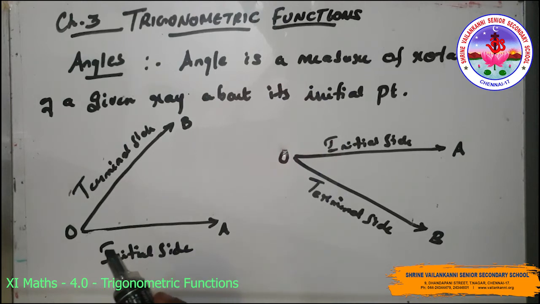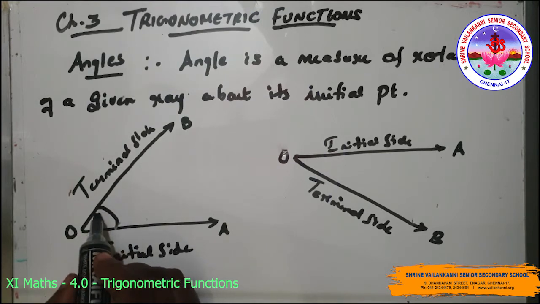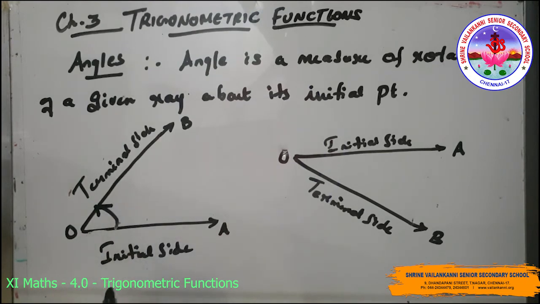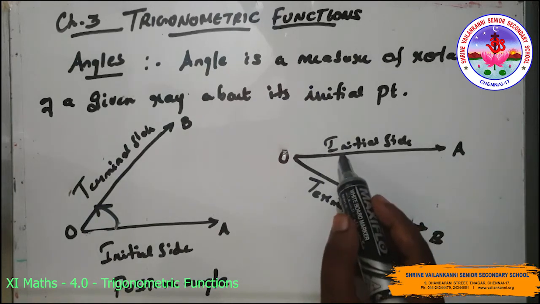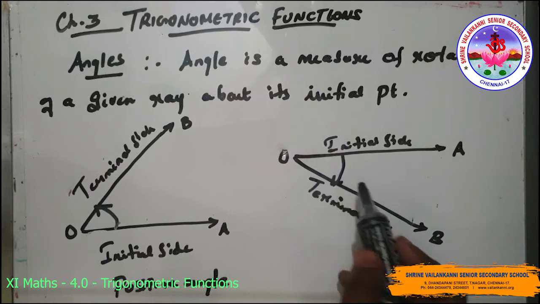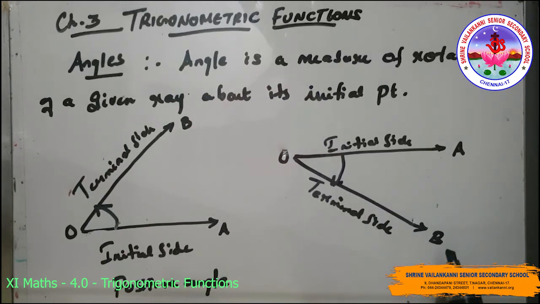If the direction of rotation is anti-clockwise, then the angle is said to be positive. So this is a positive angle. If the direction of rotation is clockwise, then the angle is negative. So it is a negative angle.